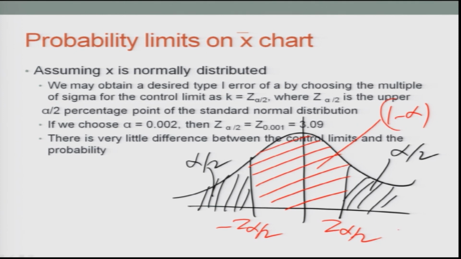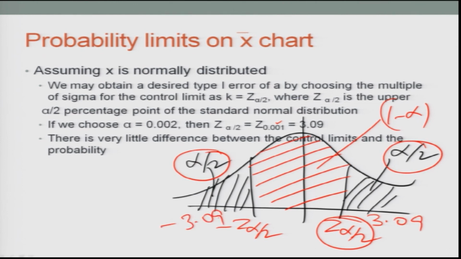So, we may obtain a desired level of type 1 error by choosing the multiples of sigmas for the control limit, which is z alpha by 2. That is the coefficient, where z alpha by 2 is the upper alpha by 2 percentile, which is here, and similarly we will have minus z alpha by 2 on the left hand side. So, if we choose alpha as about 0.002, then this would be 0.002 by 2, and similarly this value would be the same. So, we get the value of z 0.001, which is given here as about 3.09 here, and minus 3.09 here, and we do the calculations accordingly.